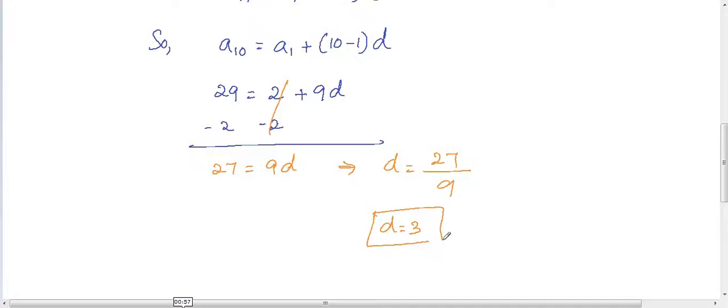So we can conclude that the common difference of the given AP is 3.